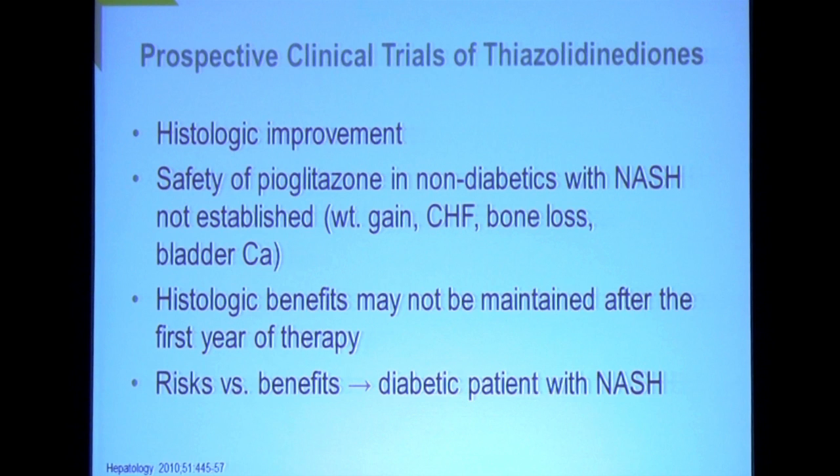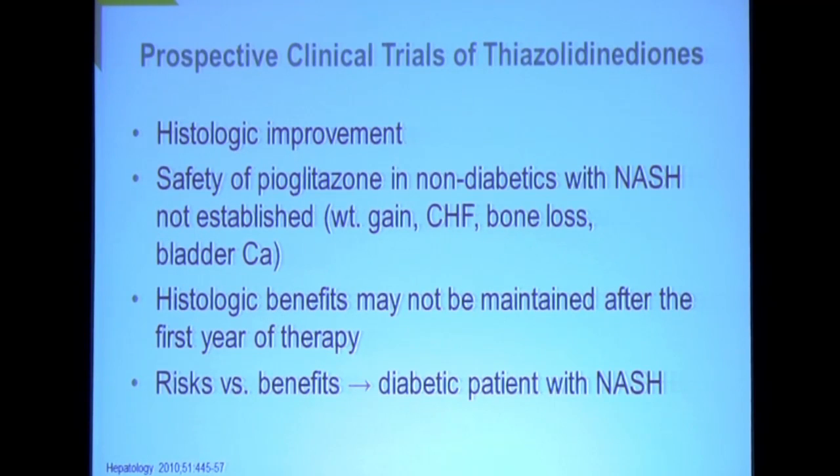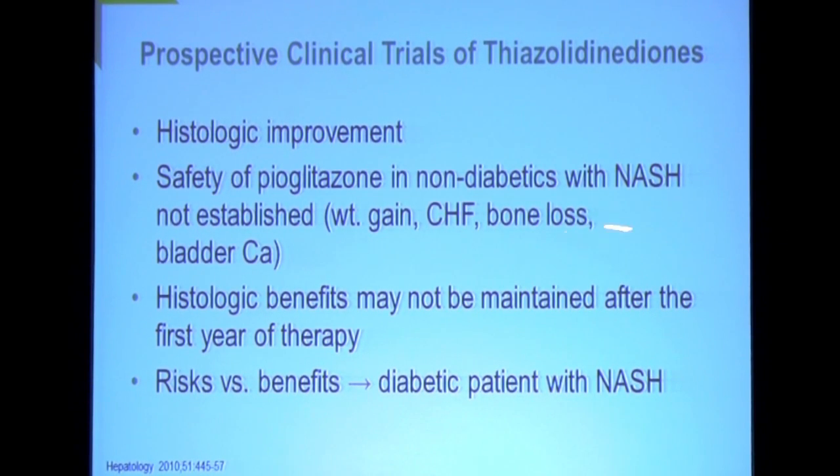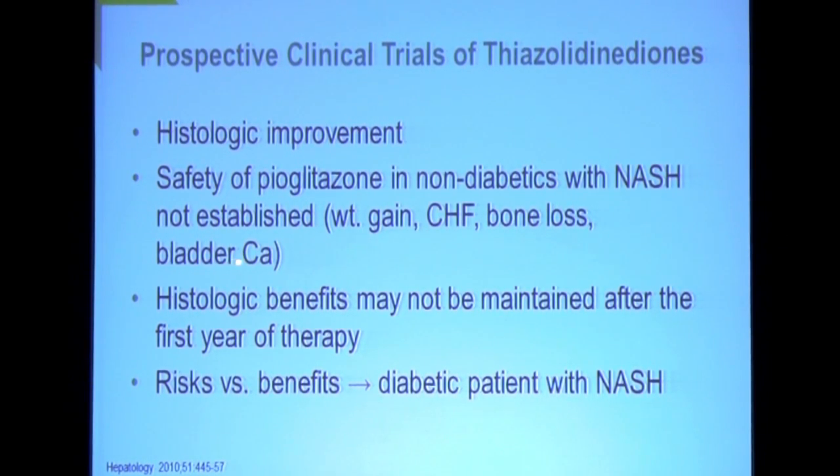However, should we use pioglitazone, for example, in a non-diabetic patient with fatty liver? We know about the big scandal with Avandia and heart disease. We also know that the glitazones can cause weight gain, some bone loss, and there is a risk for bladder cancer. So the safety of this medication in non-diabetics is unclear.